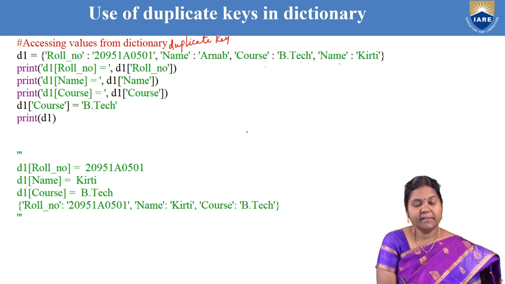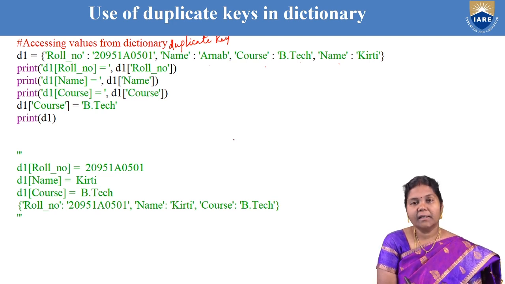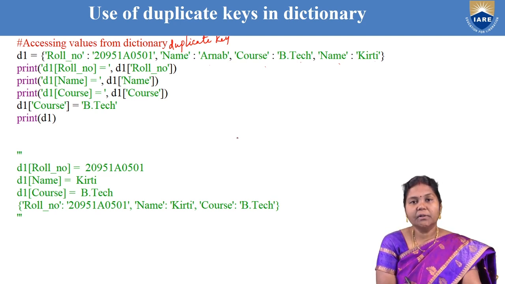In this case, whenever you retrieve each one, will it come twice or will it be taken only once? Let us see. Keys in a dictionary follow the uniqueness property, but not the values. So, whenever a key is repeated, it stores only once.